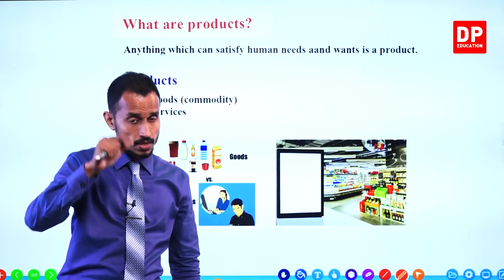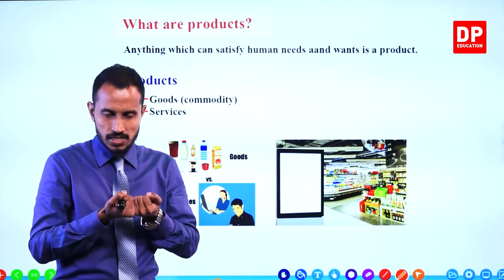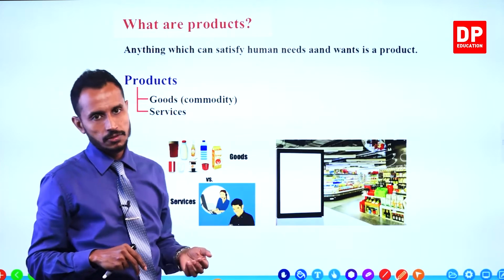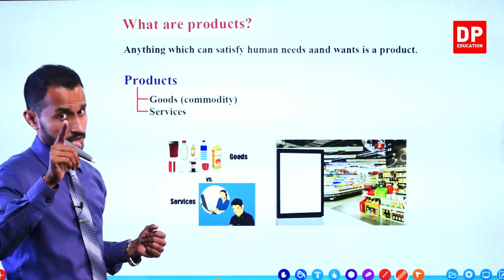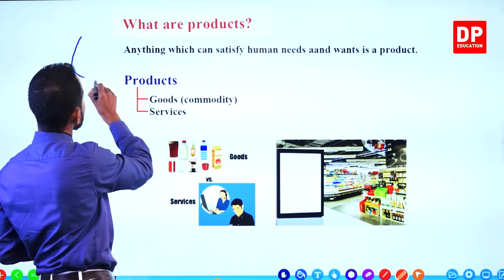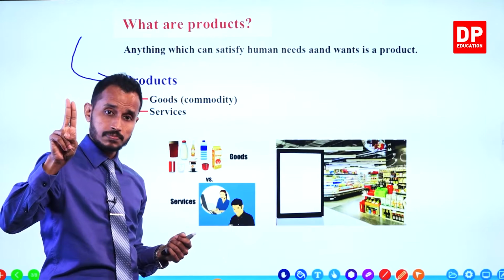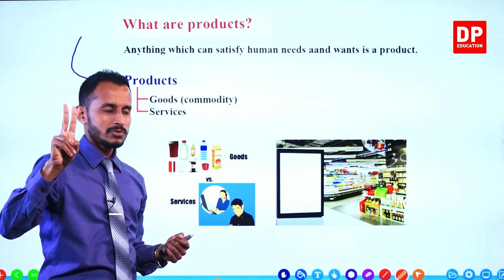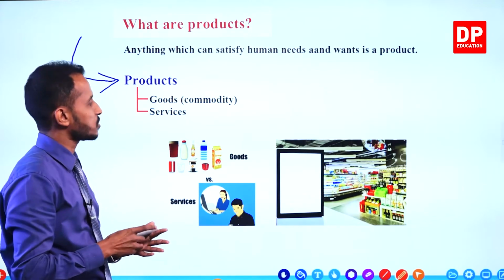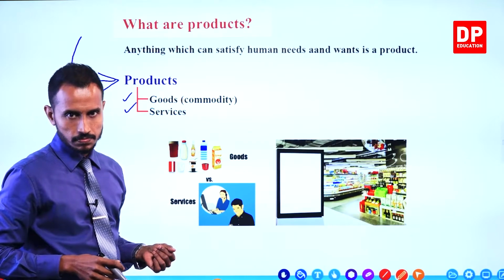Remember, anything which you use to satisfy your needs and your wants is a product. This is the textbook definition. And products are divided into two categories, children. You already know, we have discussed these things. Goods are there, services are there. Okay?